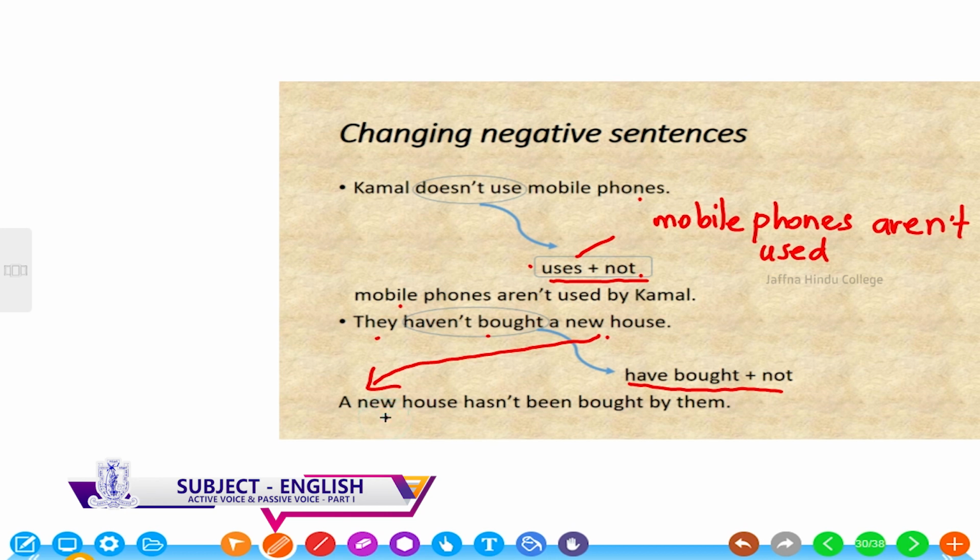Singular, so has plus been plus past participle. It is already the past participle, has been bought, but it is negative. So, I add the not here. Hasn't been bought by them.